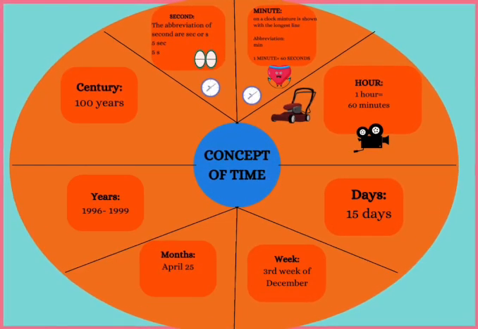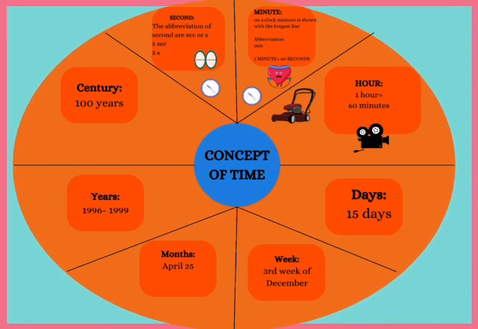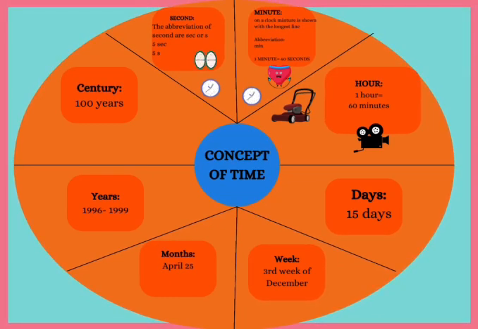And now we're at the last type of measurement, which is the concept of time. So let's start with a second. Second is the smallest or the shortest amount of time, where you could count the seconds of blinking of your eyes, and the second hand on the clock is the second longest line.